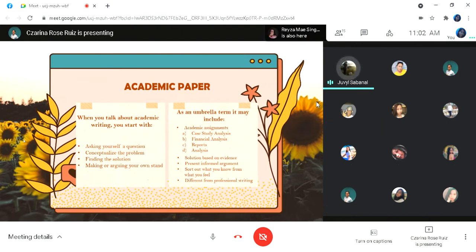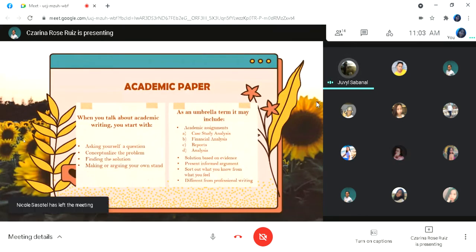When we talk about academic writing, we will start with asking ourselves a question: what topic to choose and why. Next is conceptualize the problem. What do we know about the topic? What do we need to find out? And notice any areas of disagreement. Next is finding the solution. What do you think are important facts of the matter? And last is making or arguing your own stand. You will be making new insights you can contribute.